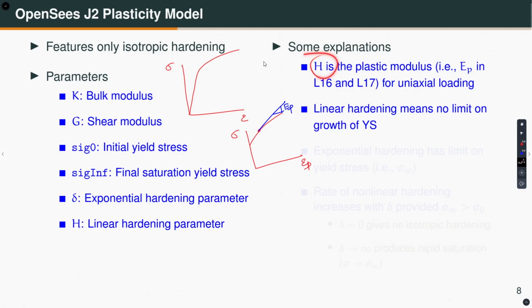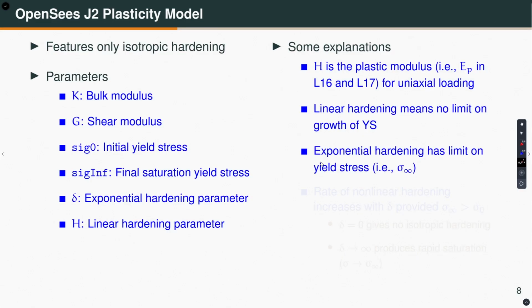Now, note that linear hardening means there is no limit on the growth of the yield surface. The yield surface can grow infinitely. On the other hand, if we use exponential hardening, which is a nonlinear hardening, then the yield surface has a limit. The maximum yield stress that you can achieve is sigma infinity, which is what this variable is, that you are going to give as an input as a user.